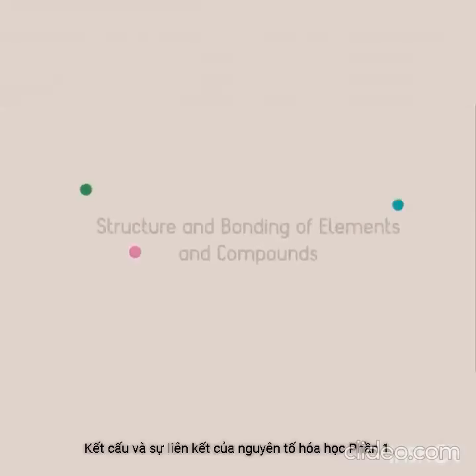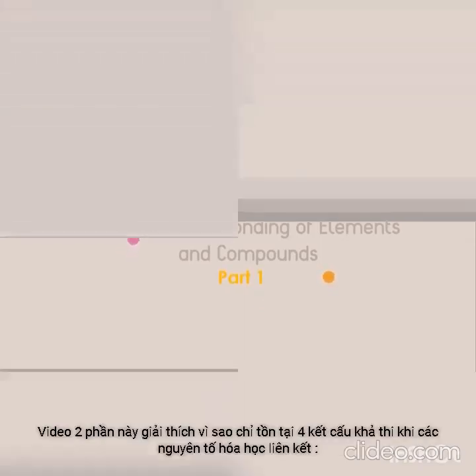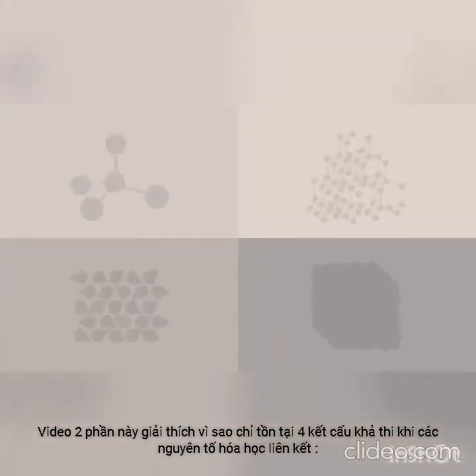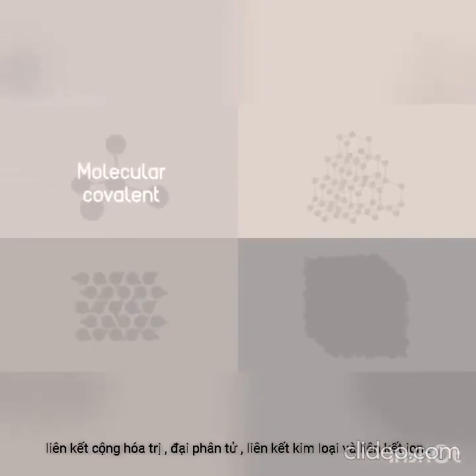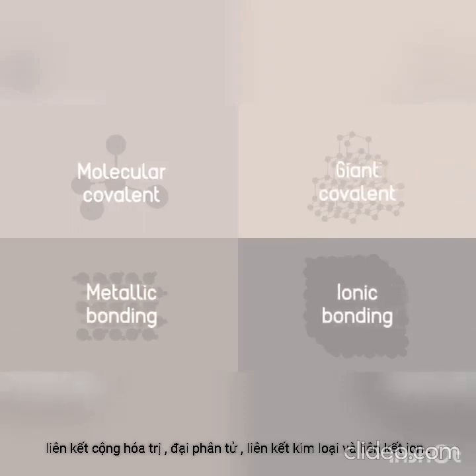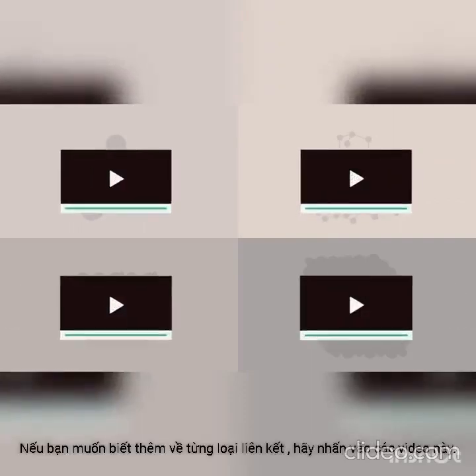Structure and bonding of elements and compounds, Part 1. This two-part video explains why there are only 4 possible structures that form when elements bond: molecular covalent, chain covalent, metallic, and ionic bonding. If you want to know more about each individual bond, you can click on this video.